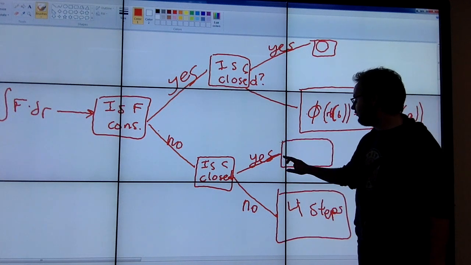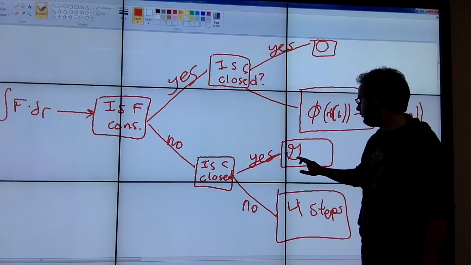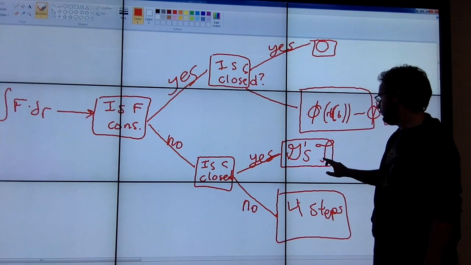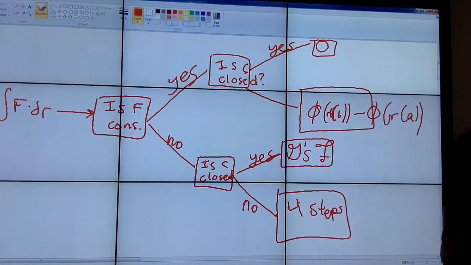If C is closed but F is not conservative, what can you use? Green's theorem. You use Green's theorem. Cool?